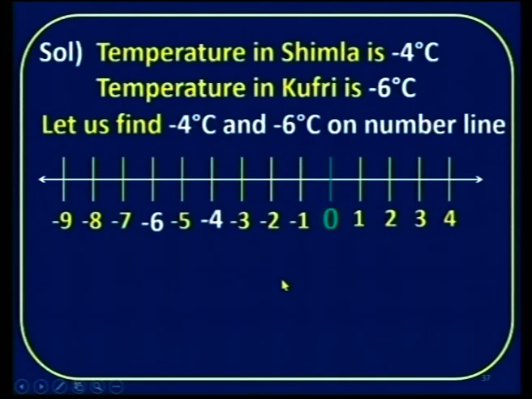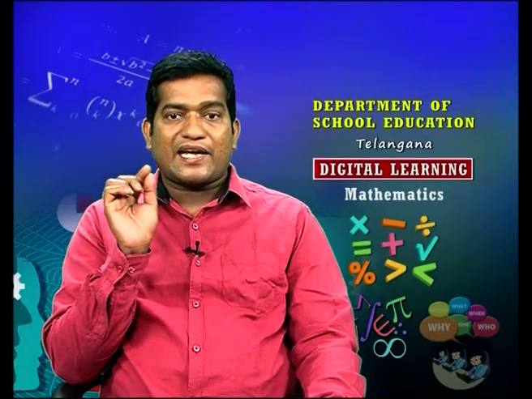Children, here you have to understand one thing. When you get a question about the hottest, what you have to do? You have to select the greater number. When you want to select the coldest, what you have to do? You have to select the smallest number. Okay, once again I am repeating here. Whenever you want to select the hottest, you have to select the greater number. Whenever you want to select the coldest, you have to select the smallest number.